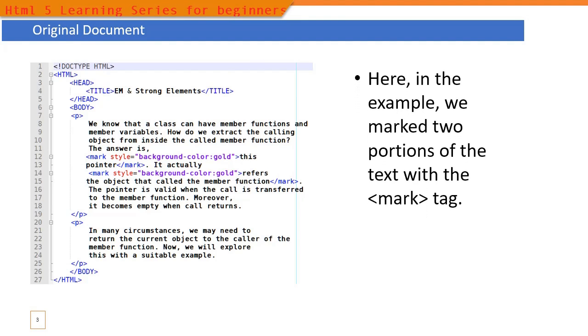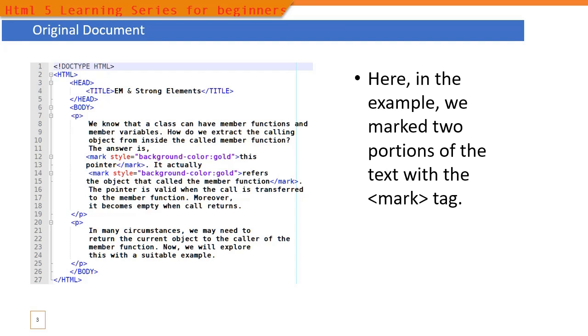Here in this example, we marked two portions of the text with the mark tag. At line number 12, for example, you can see that the marker is marking the text this pointer. So we enclosed the text this pointer between this marker tag, and using the style attribute we specified the background color of gold for this text. Similarly, at line 14 and 15 we marked a portion of the text with the same marker style.